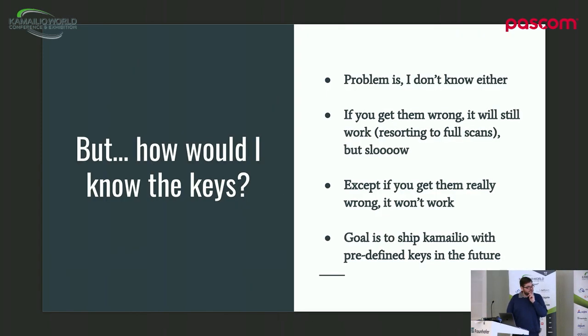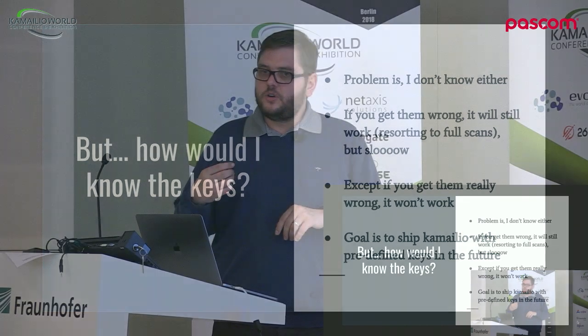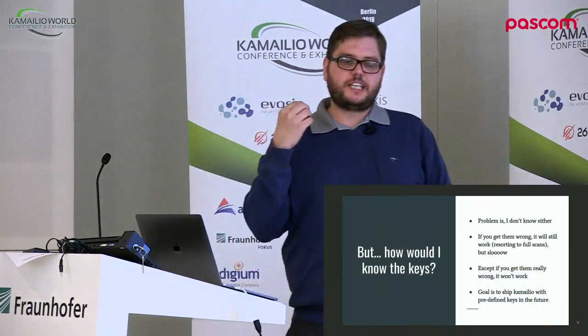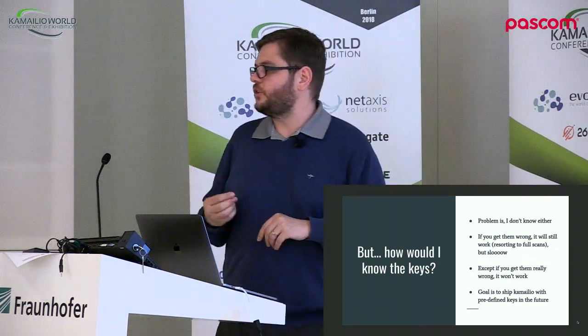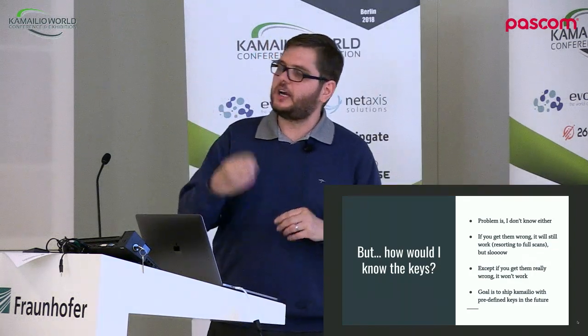Now, the problem is, how would I know the keys? And I don't know either, right? So at the current state, there are 3 different tables which we use at Sipwise, which are location, dialog and dialog vars for the dialog module, and I think we're using accounting. And I know how those keys are defined by looking at the source code of these modules and looking at how the patterns look.